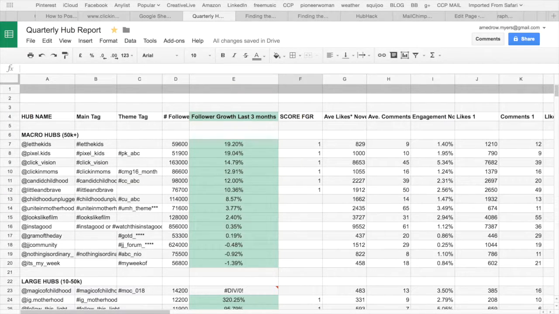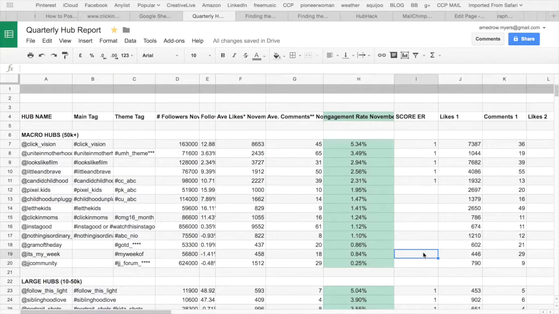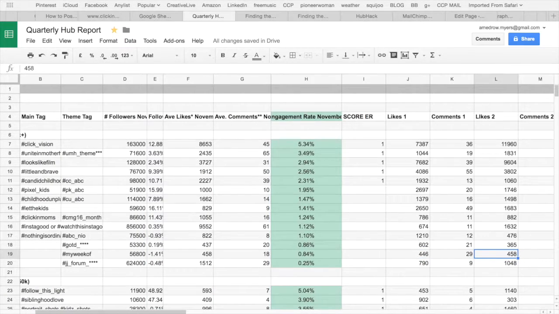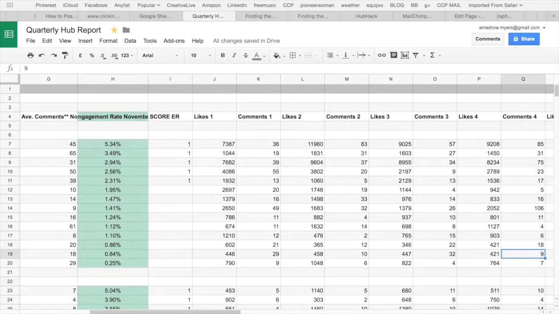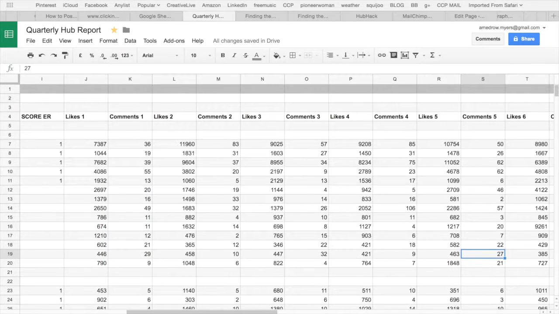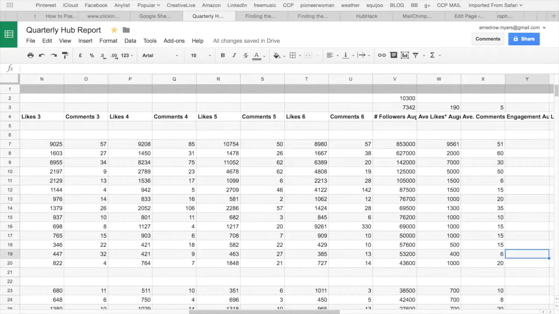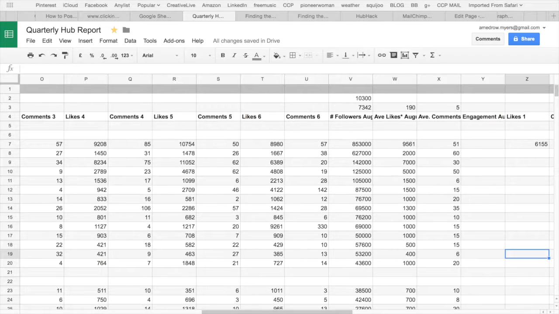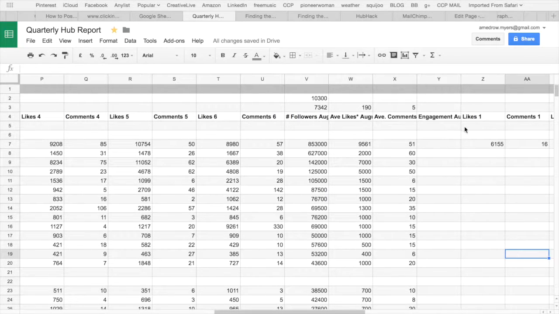All right, so let's look at engagement rate. I'm going to attempt to scroll over a little bit here. Now what you can see here is I've got likes 1, comments 1, likes 2, comments 2, and so forth. And I have that for 6 items. And then you can see my August numbers here as well. Let me show you what I'm actually doing.